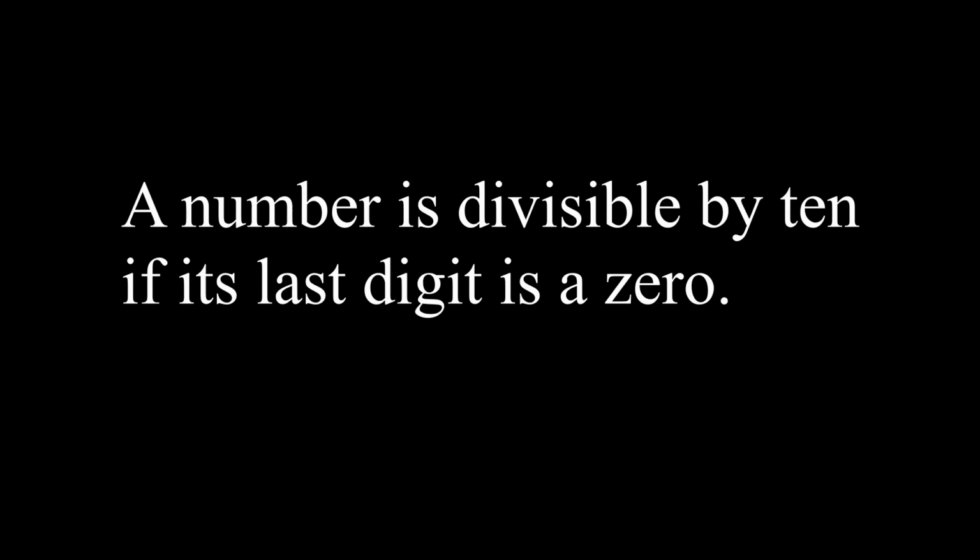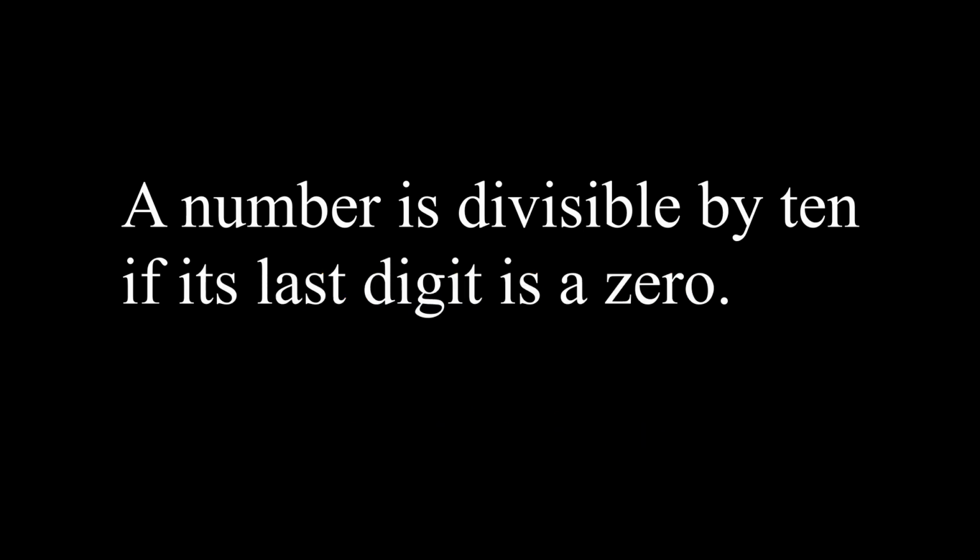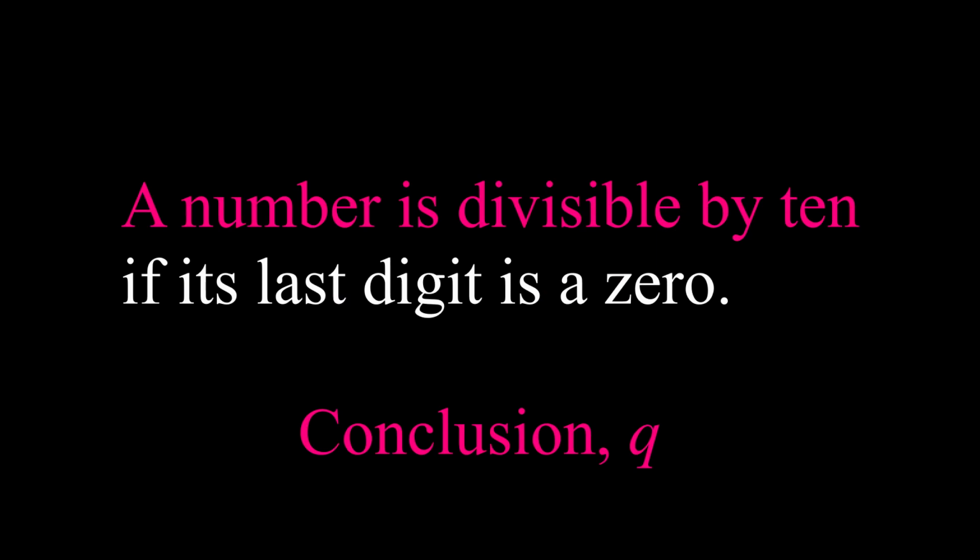Conditional statements aren't always written in that exact order. A number is divisible by 10 if its last digit is a 0. In this case, the hypothesis is the last digit of a number is 0. The conclusion would be the number is divisible by 10.